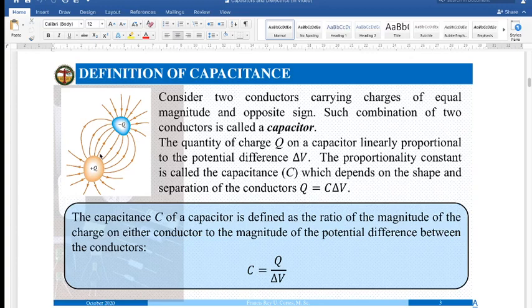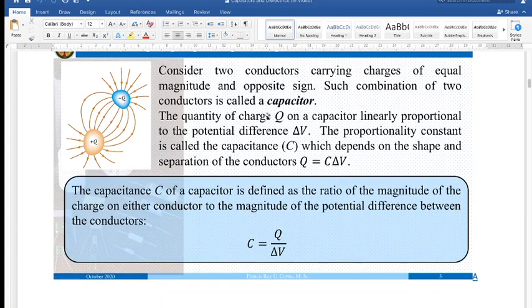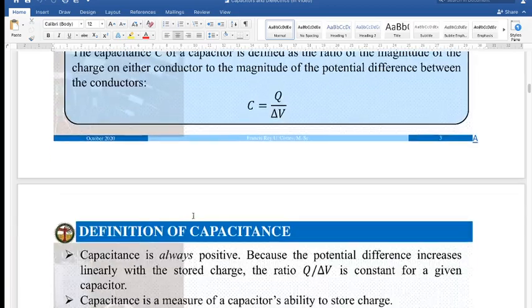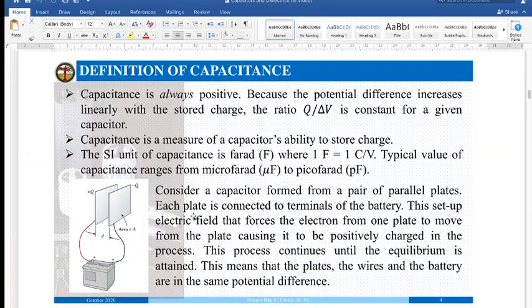So the equation that can be found from this relationship between Q and V is Q equals C delta V. The Q here, the quantity of charge, is just the magnitude on one of the conductors. Since they are equal in magnitude, it doesn't matter. So your Q is equal to C delta V, and your C here is the capacitance, which is equal to Q over delta V. So our capacitance is defined as the ratio of the magnitude of the charge on either conductor to the magnitude of the potential difference between the conductors. Take note that the capacitance is always positive.